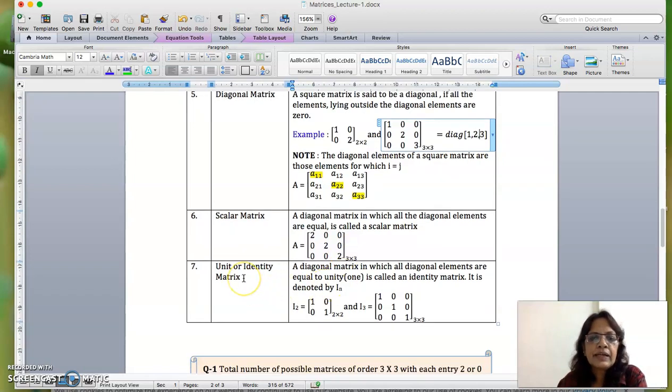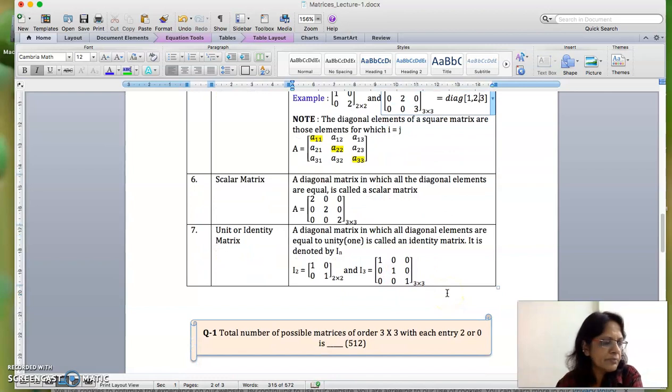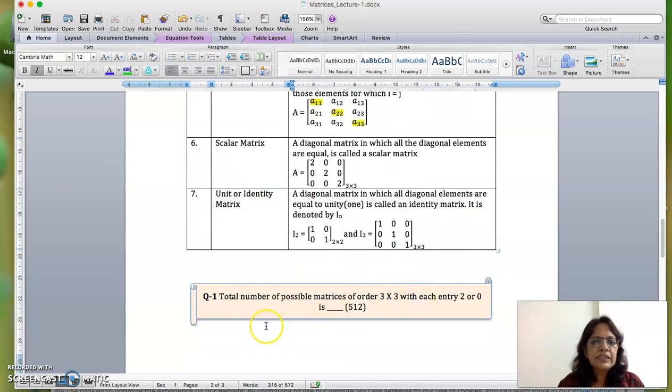Then comes a unit or identity matrix, a diagonal matrix in which all the diagonal elements are equal to unity. ये जैसे आपका unity है, ये all the diagonal elements are 1, और unity is called an identity matrix. It is denoted by I of n. I of n, जैसे I2 क्या हो जाएगा आपका? Order 2. I3 will be an identity matrix of order 3. Okay. So these are the different types of matrix, and I am leaving you with this one question.